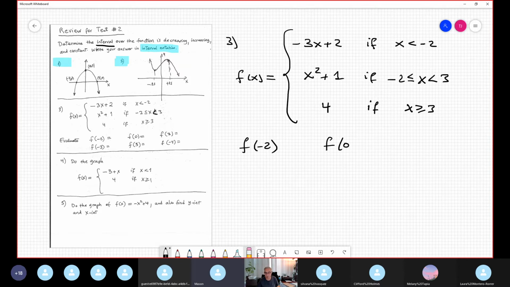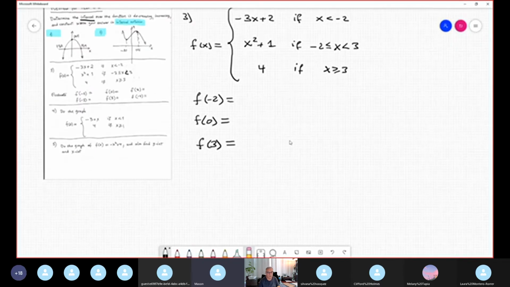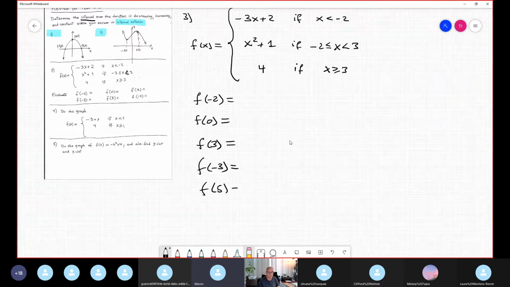Let me copy down. 0, because I need a space to manipulate here. 3. The order is irrelevant. Okay, let's zoom. Negative 3, 5, and negative 4.